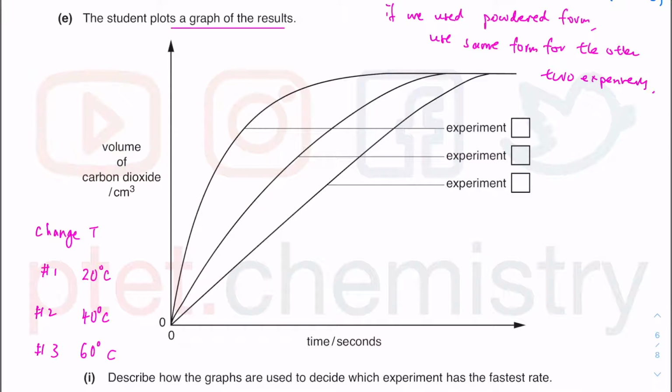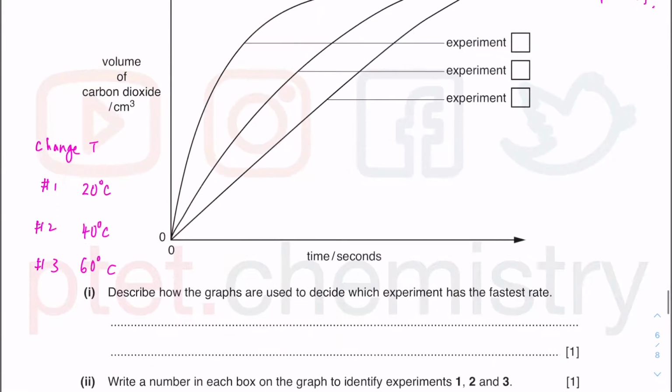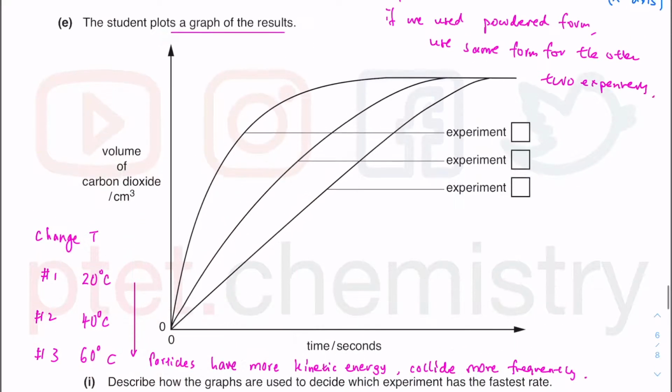What is changing, however, is temperature. Temperature affects the kinetic energy of your particles. As you increase temperature, particles have more kinetic energy. They can move faster. They can collide more frequently. And when they collide more frequently, they can lead to a faster rate of reaction. So the higher the temperature means the faster the rate of reaction.